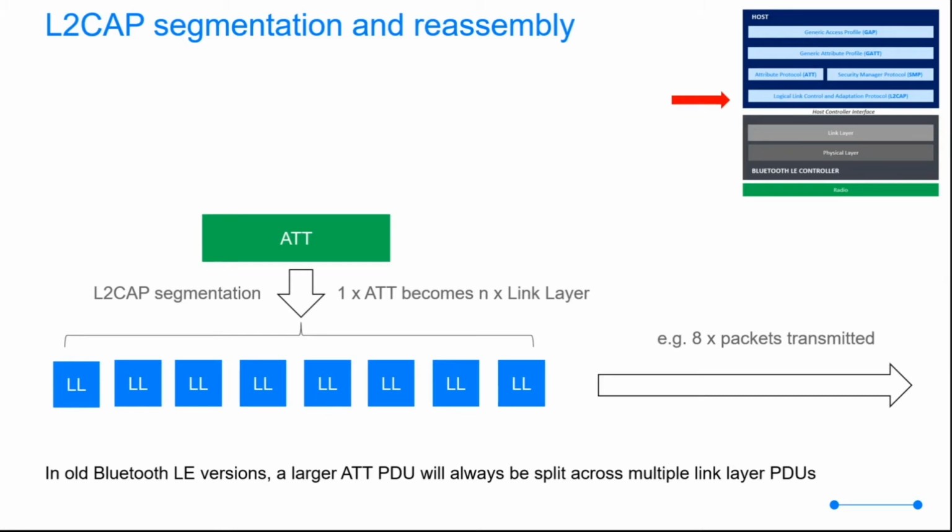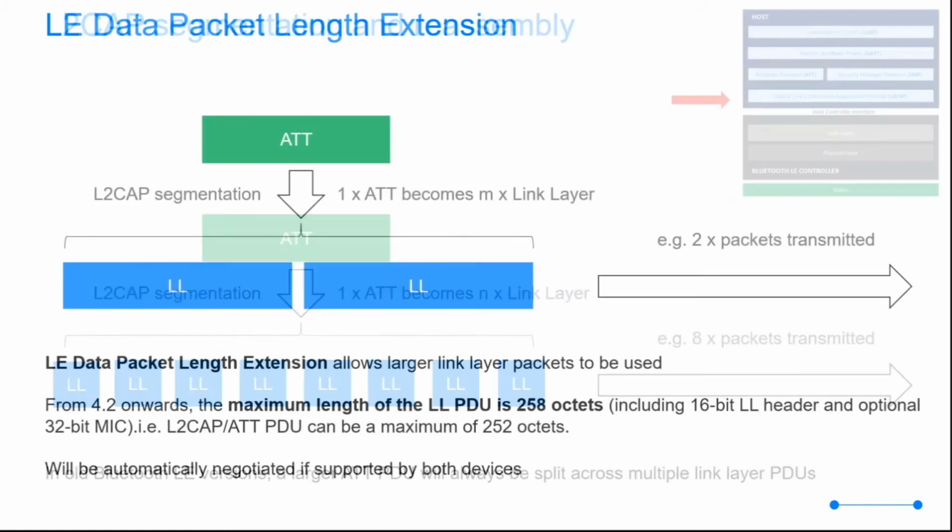So what L2CAP usually has to do, because each layer has its own MTU, is split attribute protocol packets into smaller link layer packets through a process called segmentation. And of course, this increases the protocol overhead because we end up with more packets. And we don't want this if our goal is to maximize application data transfer rates.